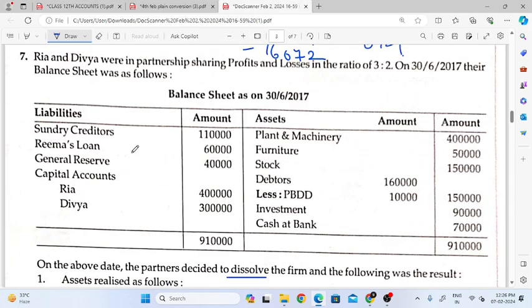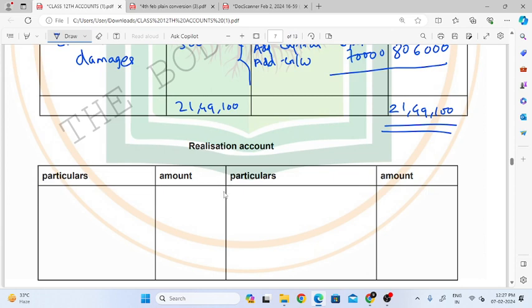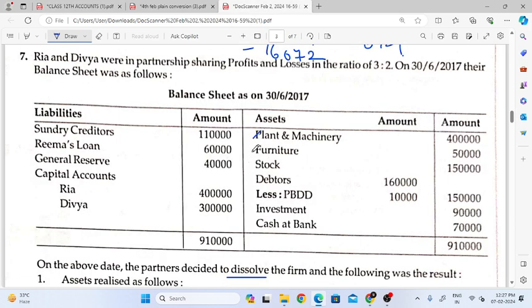sundry creditors. Now whenever we are preparing this, we have to check how much are our assets and liabilities. So the first step is to check all the assets as they are. You have to write down how many assets are given. So assets on this side and liabilities on this side, on the credit side. How many assets do we have in the sum? We have plant and machinery, furniture, stock, debtors, investment. Debtors we are going to take at gross amount, and this PBDD, provision for bad and doubtful debt, is considered as a liability.